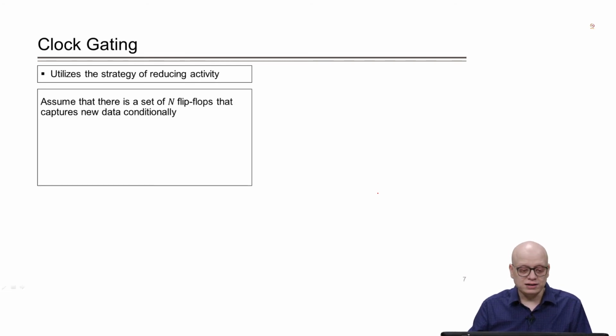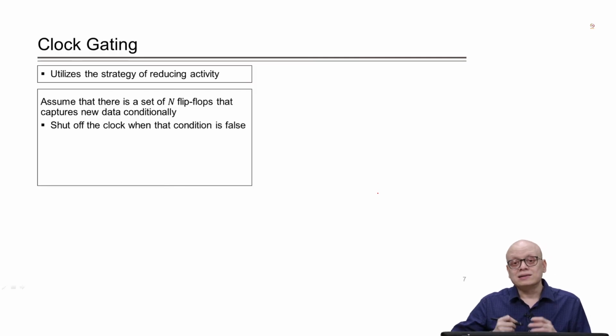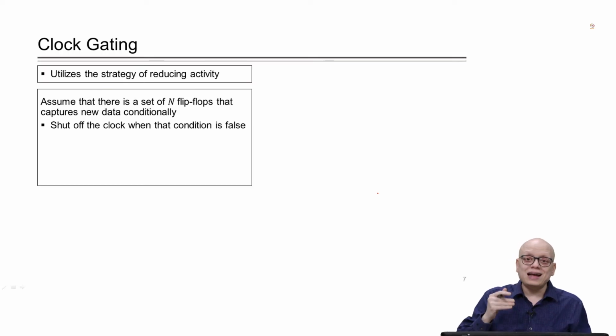Now, let us look into another power saving strategy, and that is known as clock gating. Clock gating utilizes the strategy of reducing activity in the clock network. Assume that there is a set of n flip flops that captures new data conditionally, that is, a group of flip flops which read data at the D pin only under certain conditions. So, if that condition goes false, then what can we do?